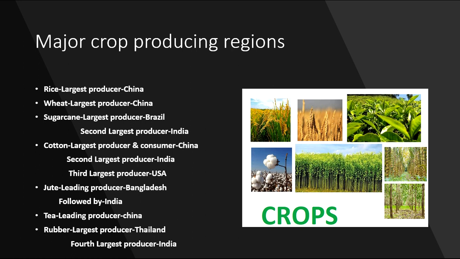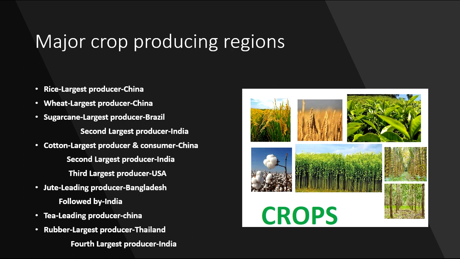So now let's move on to major crop producing regions. Rice is the staple crop for most of the regions in the world. In India, the Gangetic plains are popular for cultivating rice. China is the world's largest producer of rice. Most of the South Asian countries like Thailand and Bangladesh grow rice. Brazil and Japan are also one of the major producers of rice.